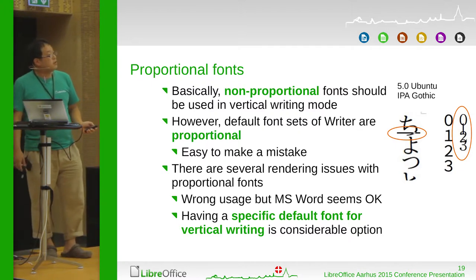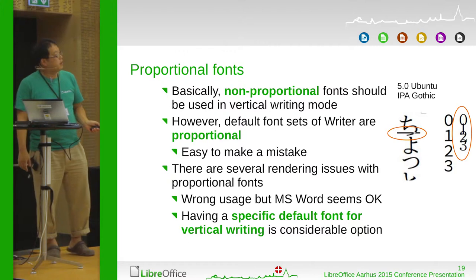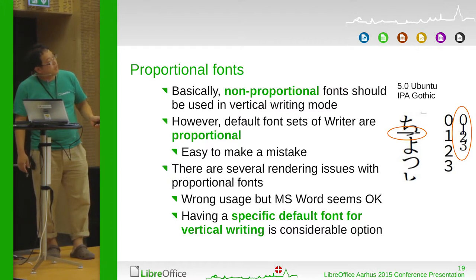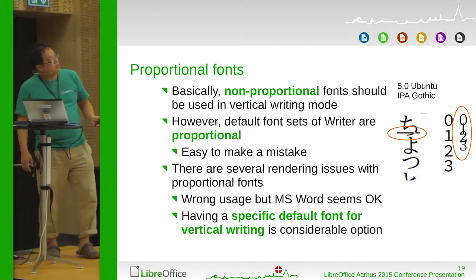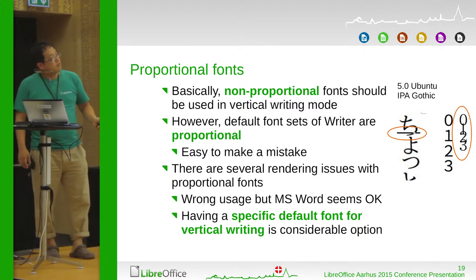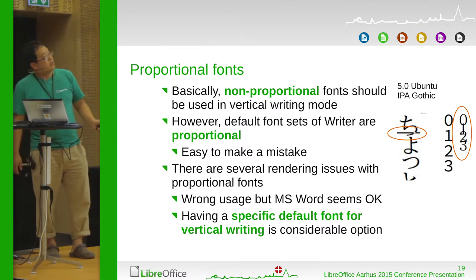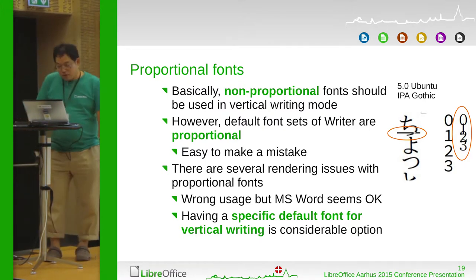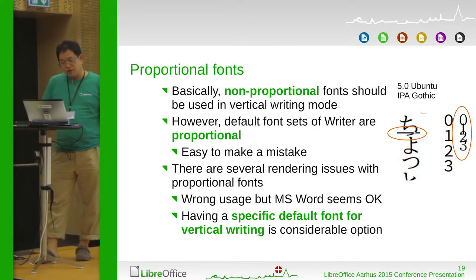So there are several rendering issues with proportional fonts. For example, this is a castle, this is a full-width character, and this castle is overwritten by this. And this is another issue: 0, 1, 2, 3 should be fine, but it stays overwritten. So this kind of problem we have now. Of course, this is a usage problem, a user problem, but Microsoft seems okay.